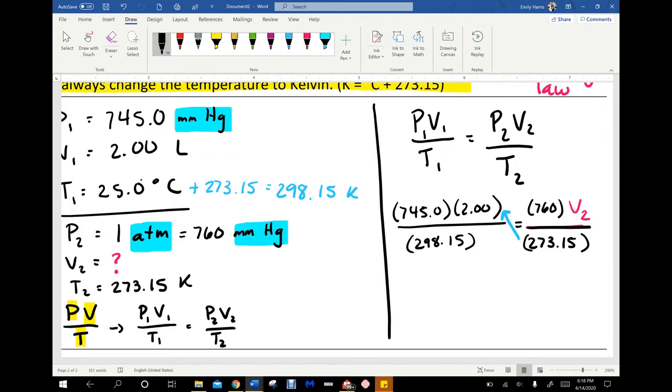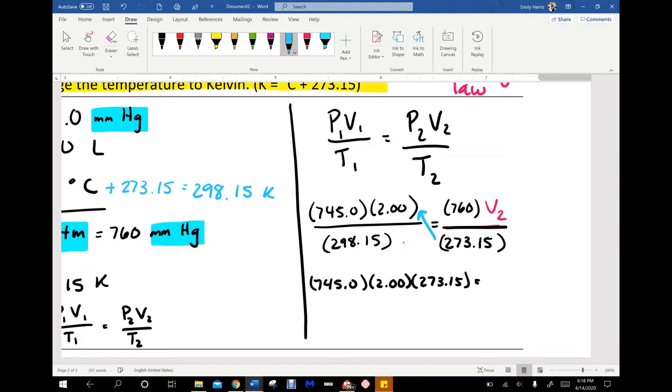Okay, again, we'll go ahead and do our cross multiplication. So we'll take 745 times 2 times 273.15, and we'll set that equal to the other side cross multiplied, 298.15 times 760 times V2. All right, then to get V2 by itself, we'll divide both sides by 298.15 being multiplied by the 760.